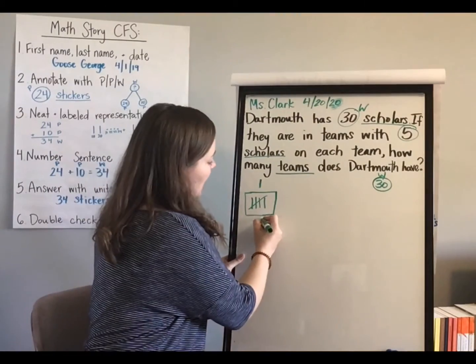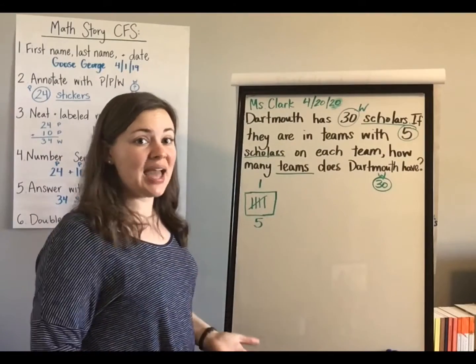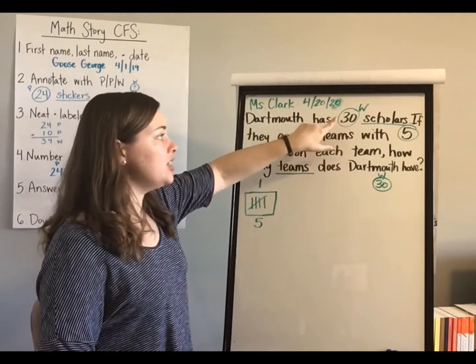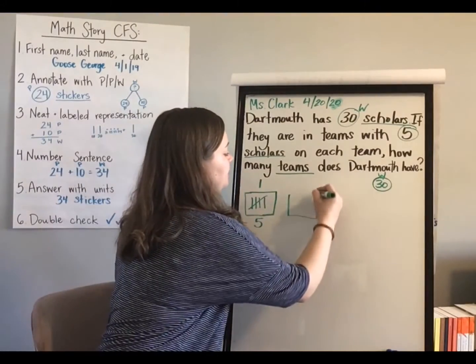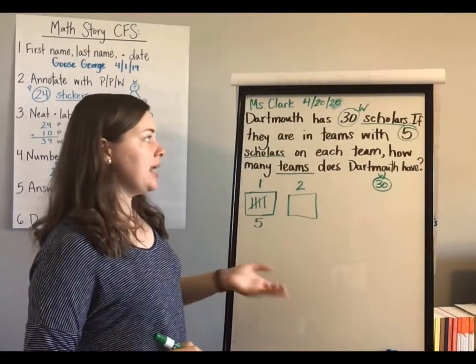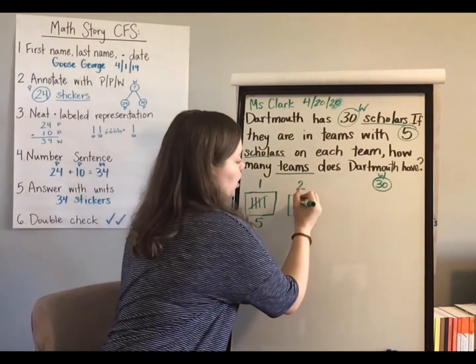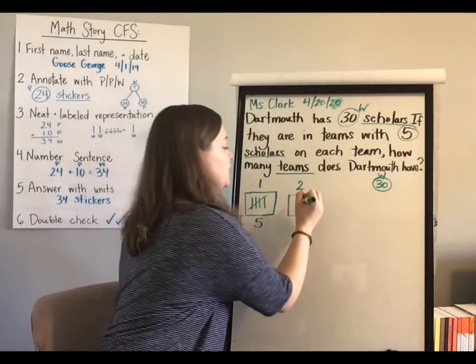So right now, I have a total of just 5 scholars represented. I'm not done yet because there are still more scholars that need to be put onto a team. Let's make a second team. This is going to be my second team. Again, each team only has 5 scholars.